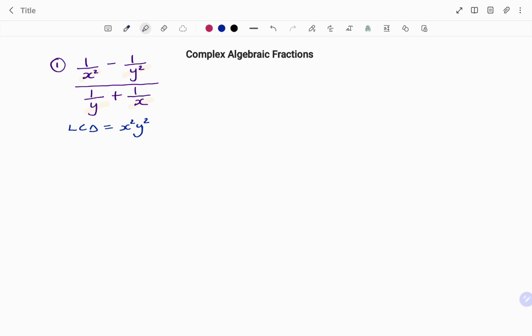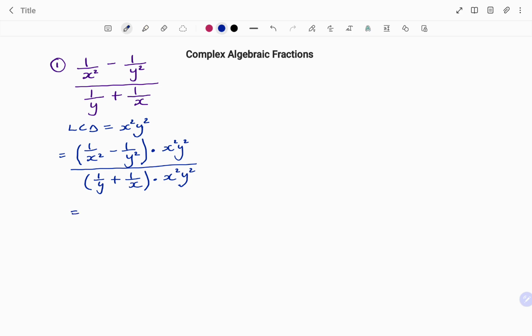To simplify, I'm going to multiply both the numerator and the denominator by the LCD. So we have 1 over x squared minus 1 over y squared. That's our numerator. Multiplying our LCD, that's x squared y squared. I'm going to do the same thing for the denominator. That's 1 over y plus 1 over x, multiplying the LCD, x squared y squared. What this means is the LCD, x squared y squared, is going to multiply all the terms in the bracket.